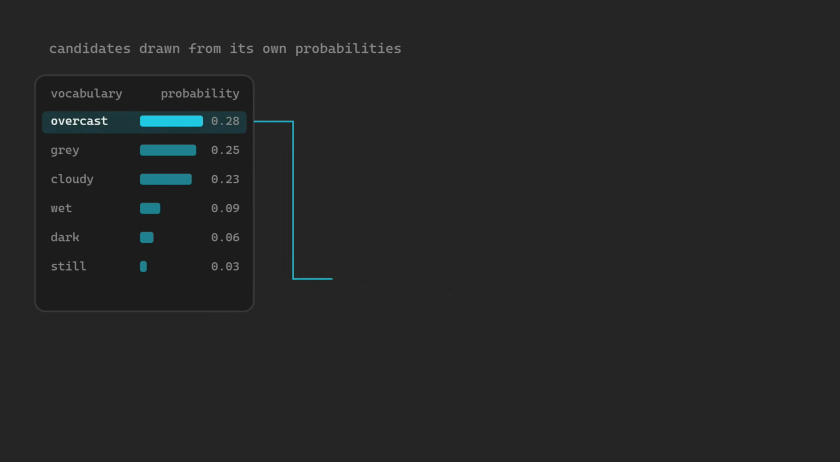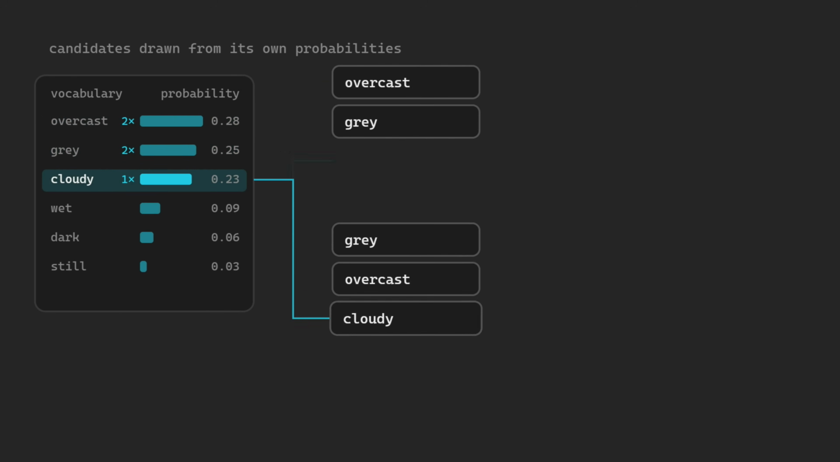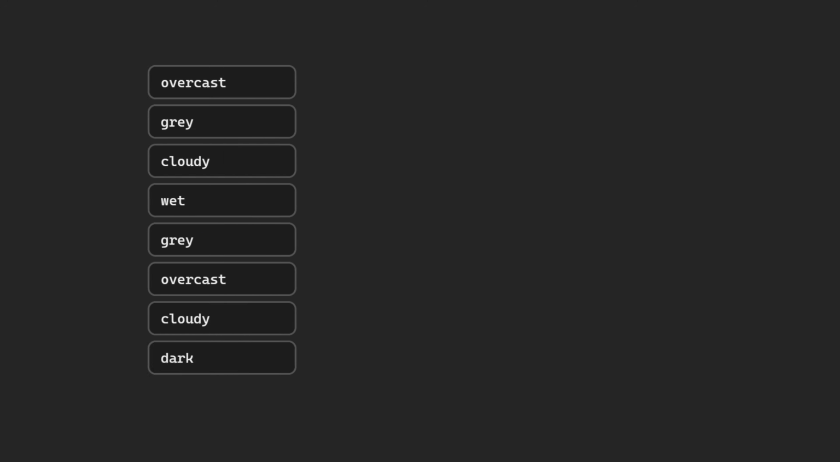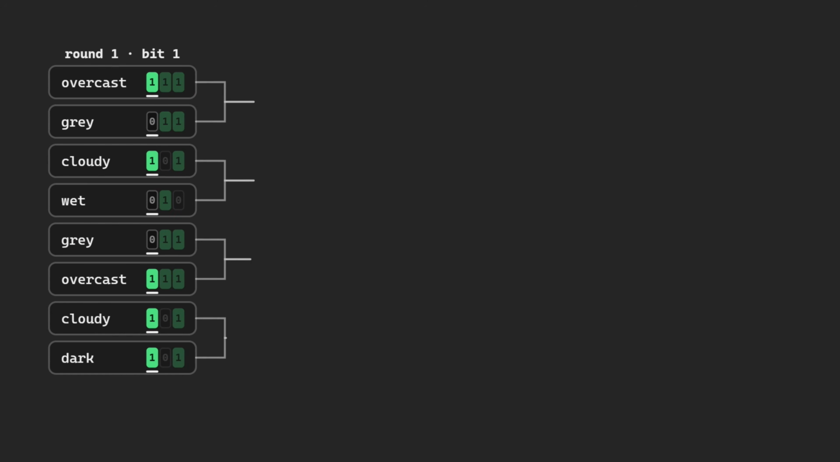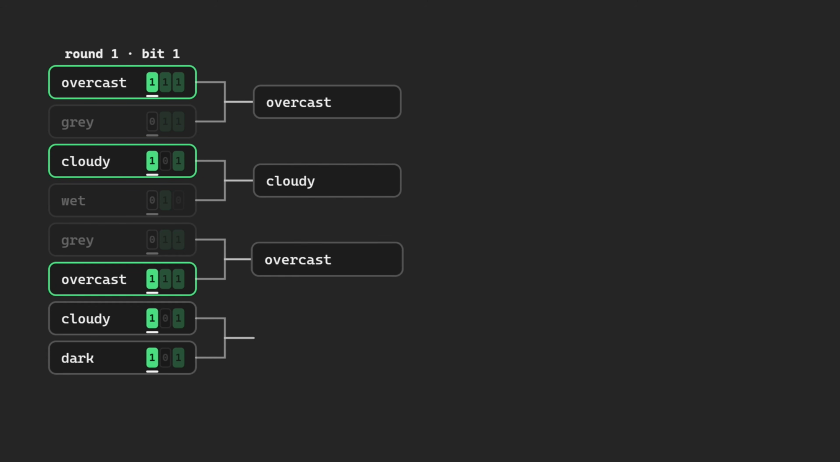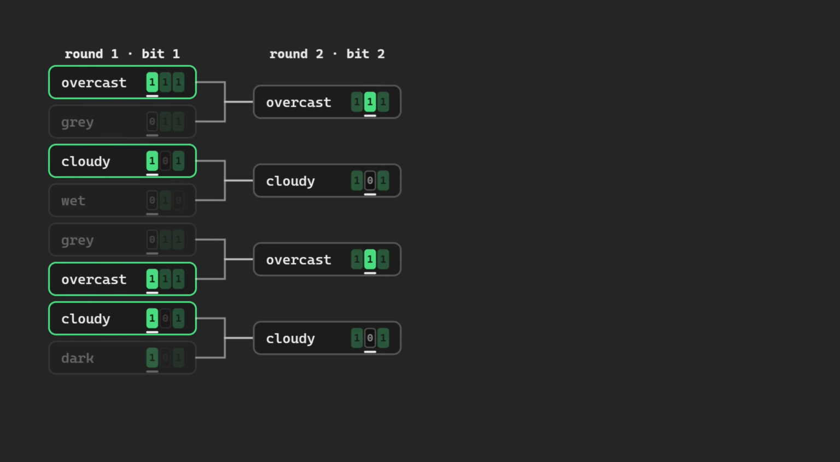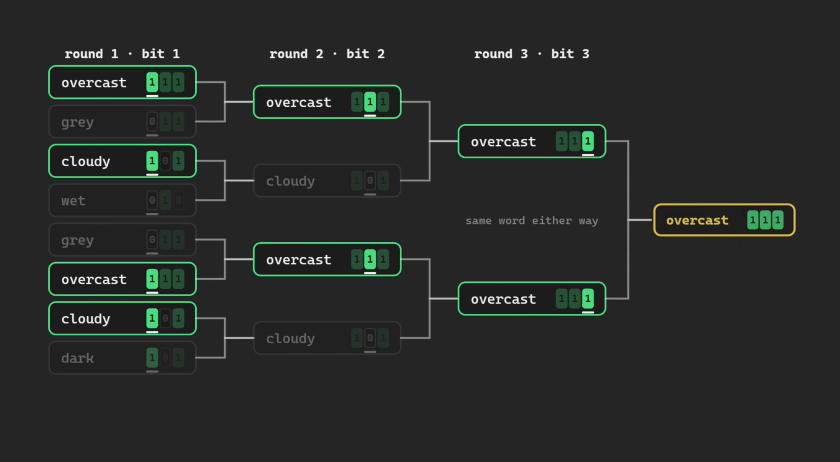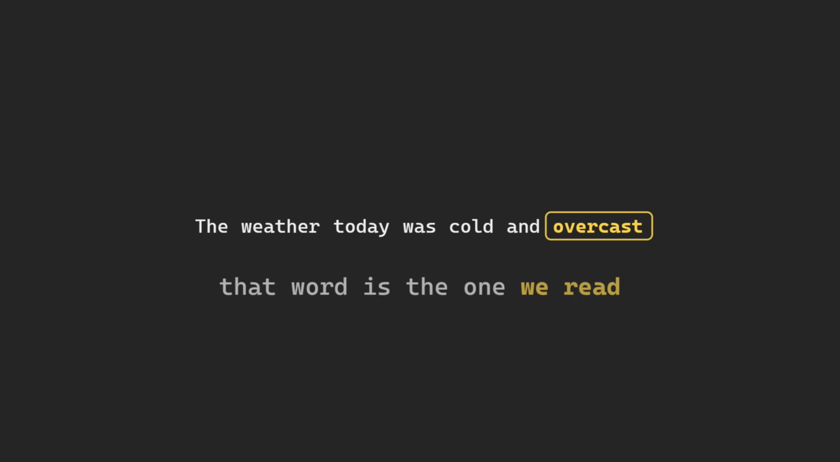Next, AI draws a handful of candidate words from its own probability list, the same list it would have sampled from anyway, and puts them into that tournament. They are paired up, and in each pair, the word holding a 1 beats the word holding a 0. If both hold the same value, a coin flip settles it. The winners are paired again and read the next digit of their code until one word is left. That word is the one we read.